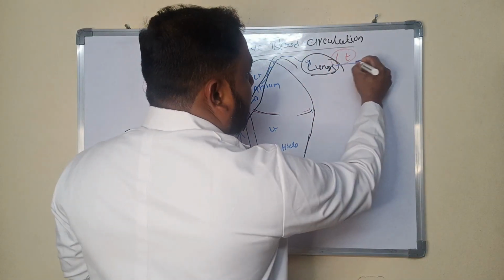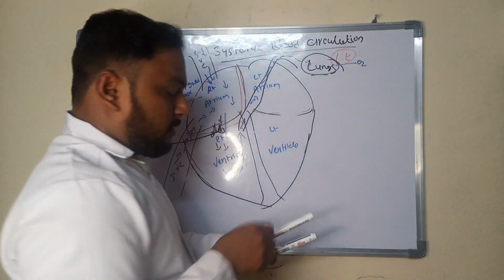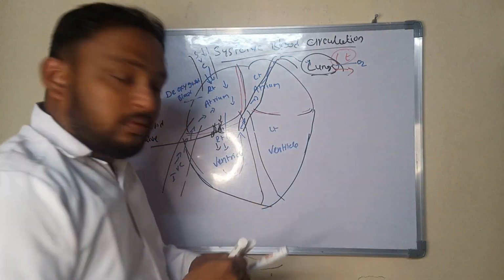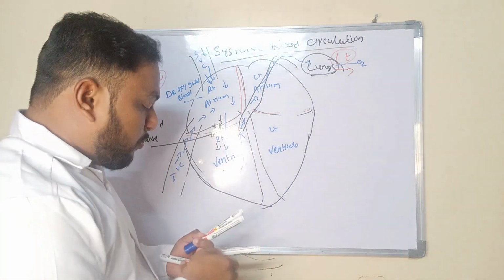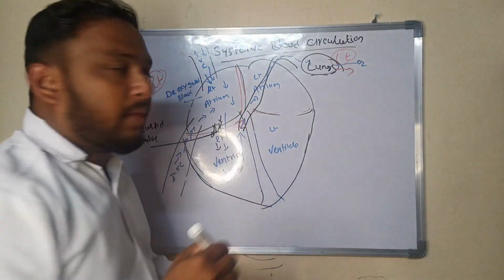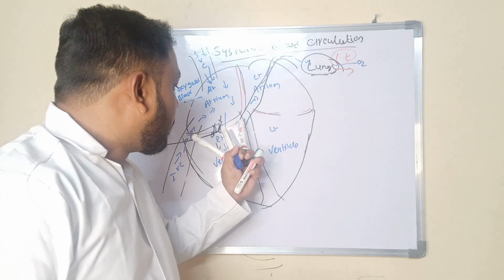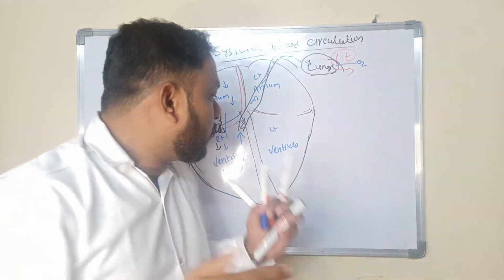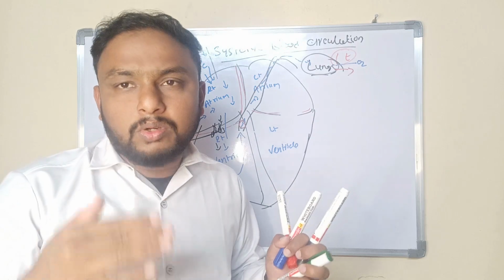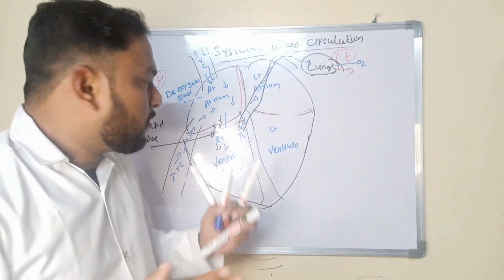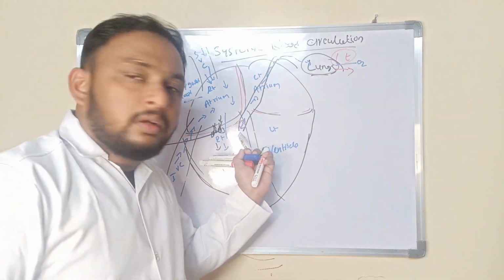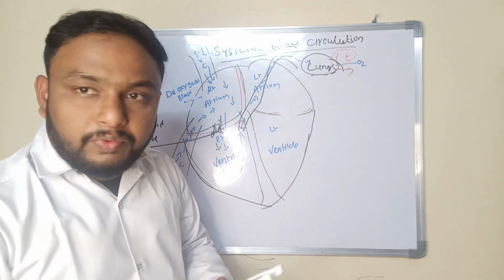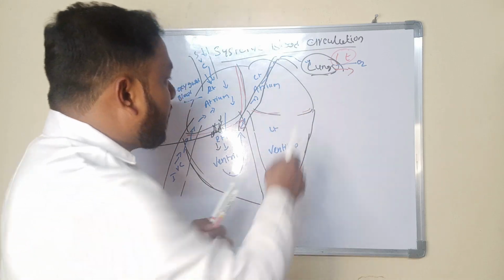Here it mixes with O2 and gets purified. It means it will turn red in color. Here again, one more valve will be there at the pulmonary artery. So blood is going from the right ventricle to the lungs through the pulmonary artery. I told you arteries always carry blood away from the heart. Through the pulmonary artery, blood is going to the lungs, and then purification happens in the lungs. Again blood is coming to the heart.